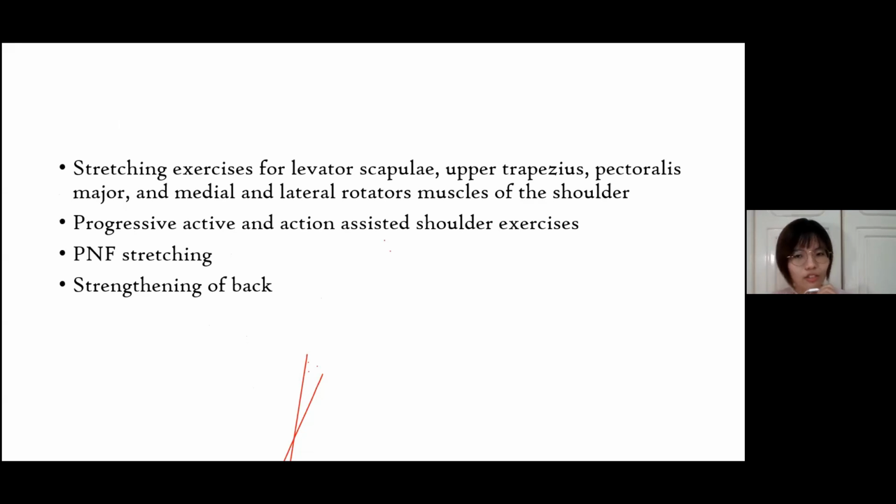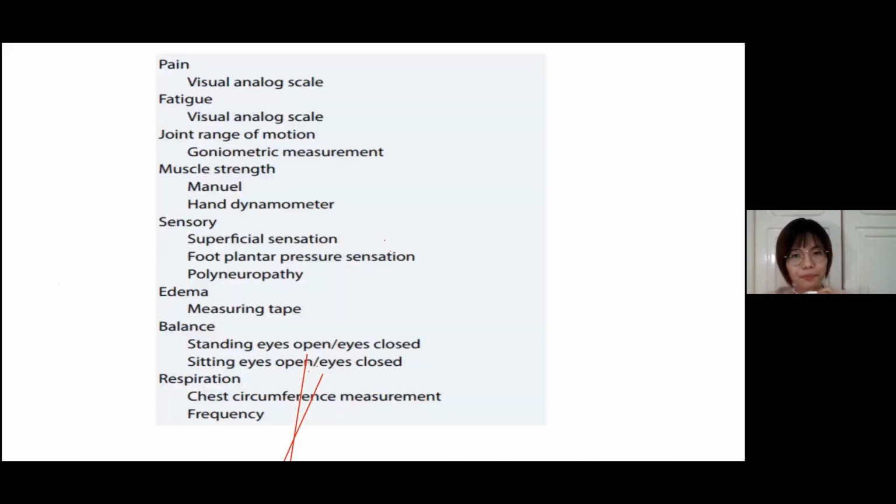Okay, stretching. This is an example of breast cancer. We can stretch the levator scapulae. Since the scar is on the chest, it's always related to neck movement and shoulder movement. So the stretching we should do is for levator scapulae, upper trapezius, pectoralis major, medial and lateral rotators of the shoulder, and progressive active or assisted shoulder exercise can be done, or PNF stretching and strengthening of the back.